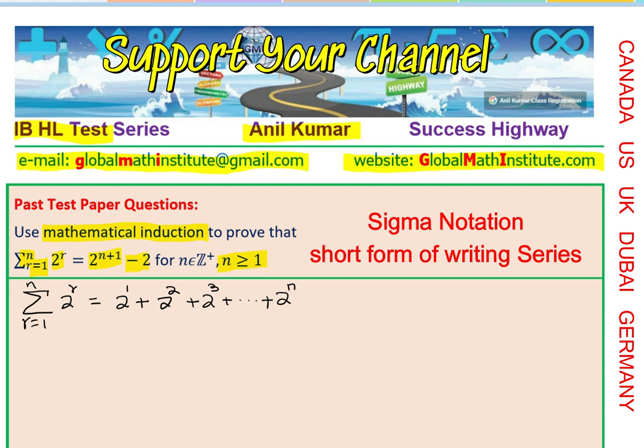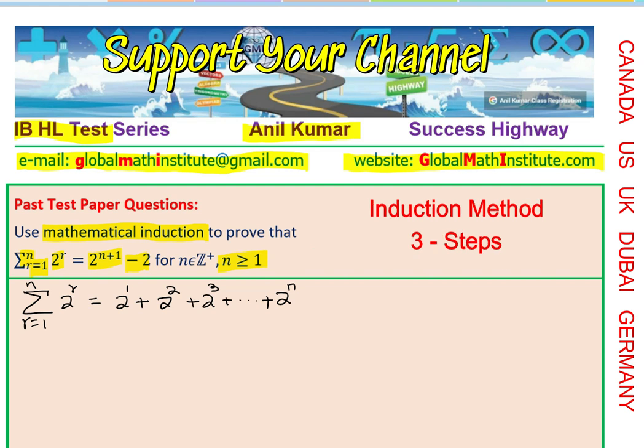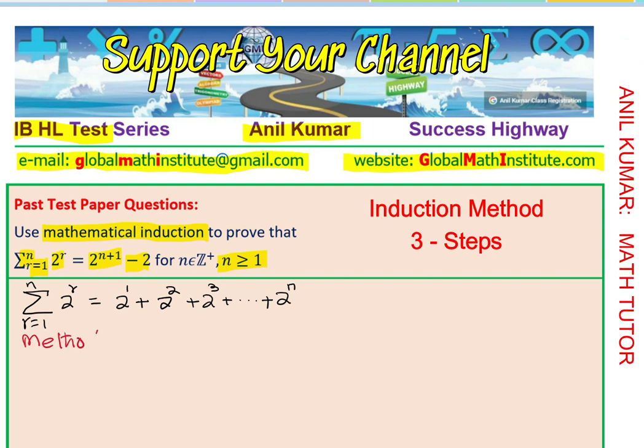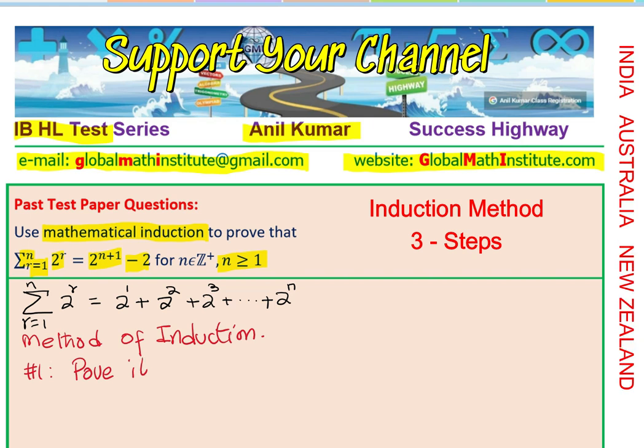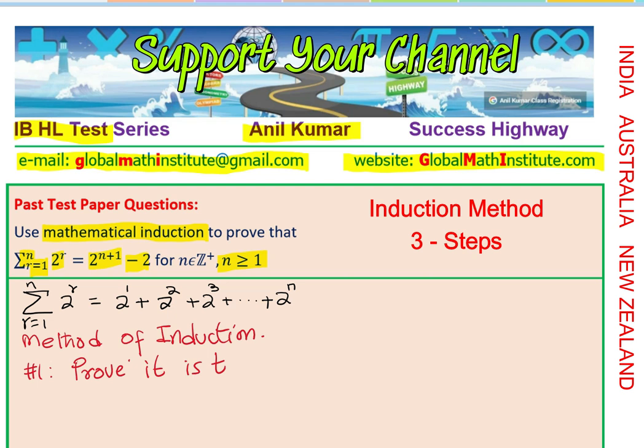Now, the second thing which we want to understand is the method of induction. The method of induction includes 3 steps. Step 1 is to prove it is true for n equals 1. Sometimes we are solving equations, sometimes inequalities, so whatever it is, we need to prove that it is true for n equals 1. This is our first step.